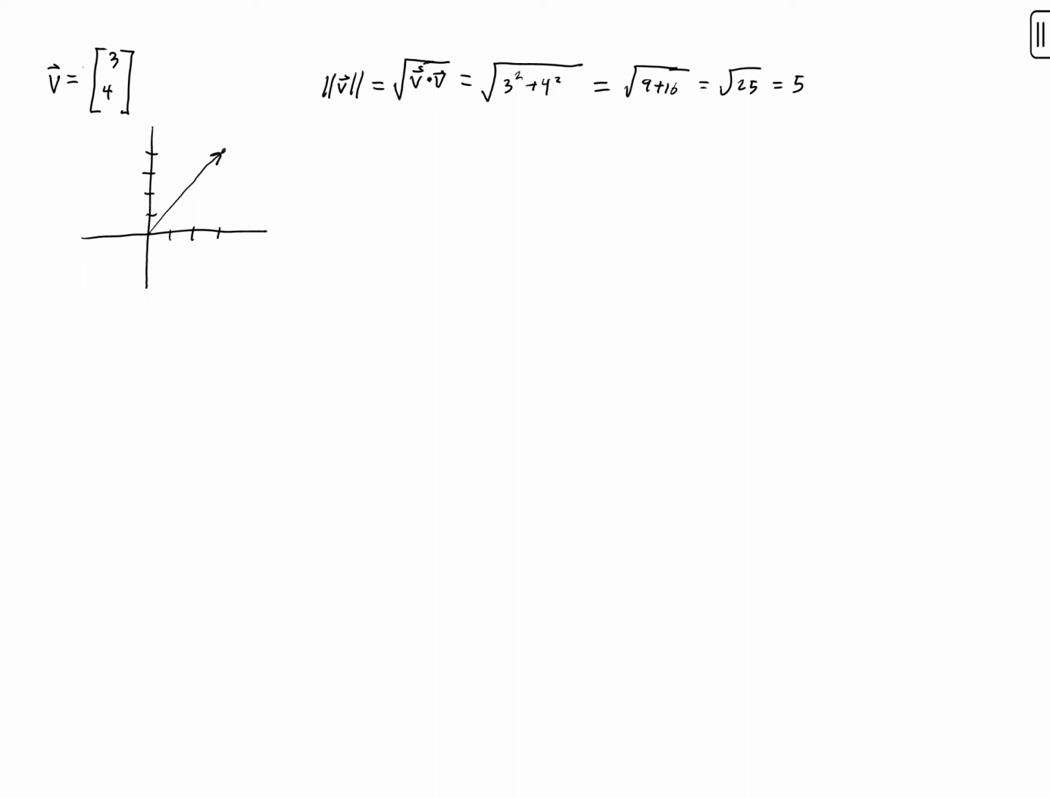Well, if you think about where everything is, I can draw a right triangle with side lengths 3 and 4, and if I use the Pythagorean theorem, 3 squared plus 4 squared is 25, so this is the square root of 3 squared plus 4 squared, or 5. The norm of the vector is the length that the vector takes up.